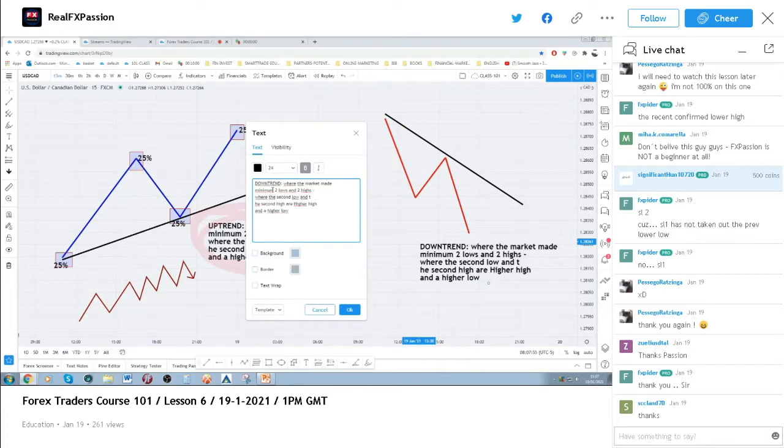Downtrend, where the market made minimum two lows and two highs, where the second low and the second high are lower, right? Not higher, lower.